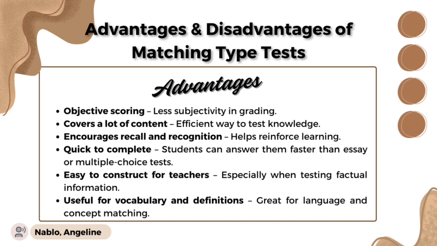First, objective scoring. Matching type tests have clear right or wrong answers, making grading straightforward and impartial. This minimizes any bias or subjectivity in the assessment, ensuring all students are graded fairly. Second, it covers a lot of content. These tests allow teachers to assess a wide range of topics in a short amount of time. It is ideal for evaluating broad knowledge efficiently without requiring lengthy responses from students.